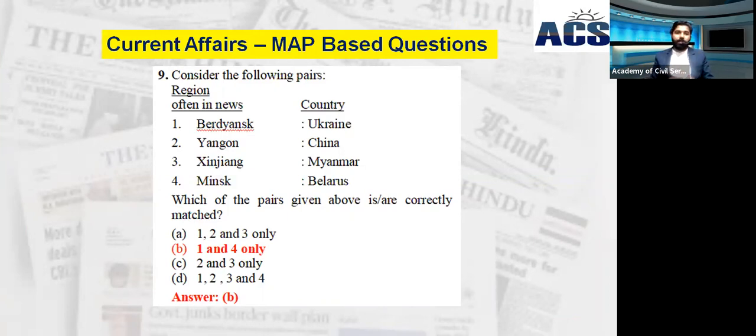You can see in this question with regard to some of the regions often mentioned in the news. One of them, Berdiansk, is located in Ukraine. So if places are mentioned in the news, and the countries in which they are located, then match-the-pairs kind of questions can be expected on the map, like the places or regions mentioned in the news. That's why we need to look into the map of Ukraine, all the regions and places mentioned in the news.